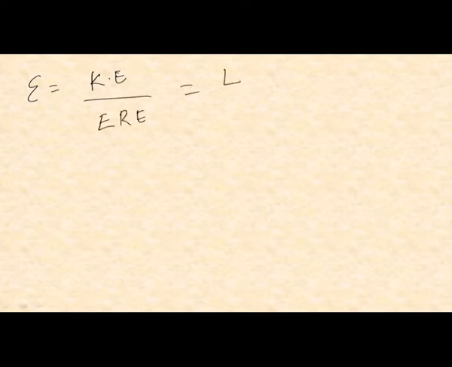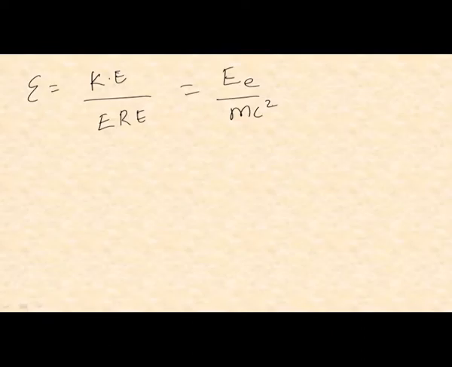Then the third term we need is epsilon, which is equal to kinetic energy of the electron divided by the electron's rest mass energy, which is equal to E_e by m c square. These are the three terms we have defined. All three quantities are dimensionless, because in the numerator you have an energy term, in the denominator also you have an energy term. These three terms will be substituted in the conservation of energy equation and conservation of momentum equation.